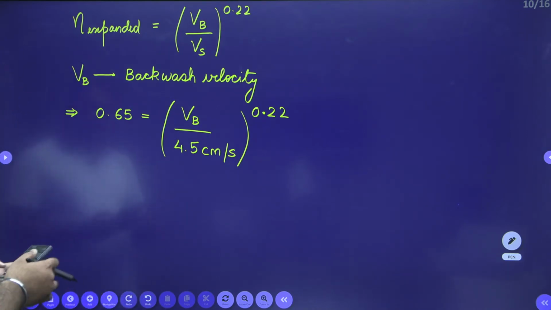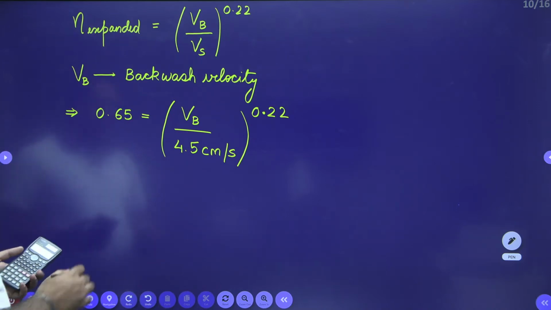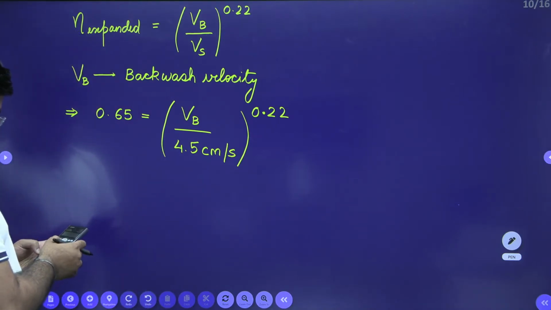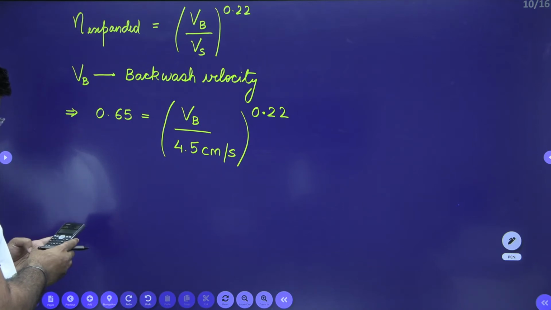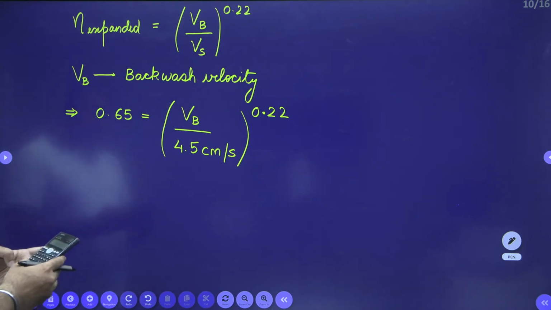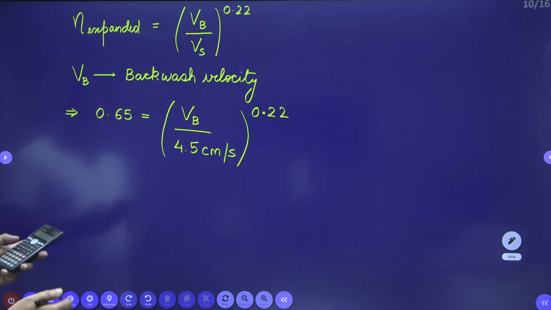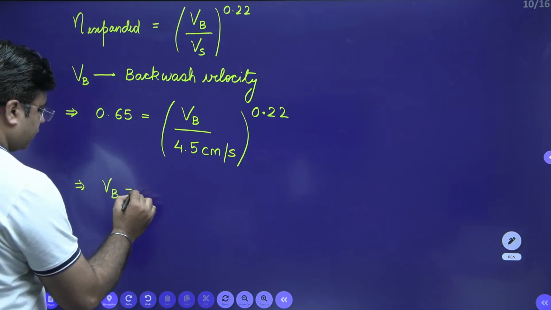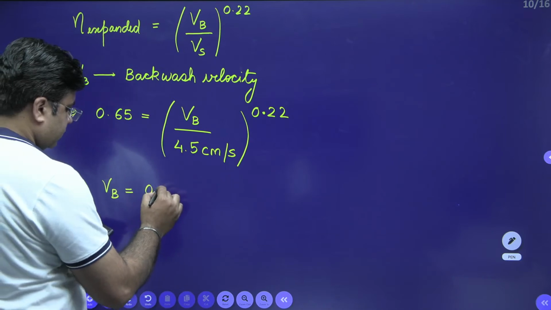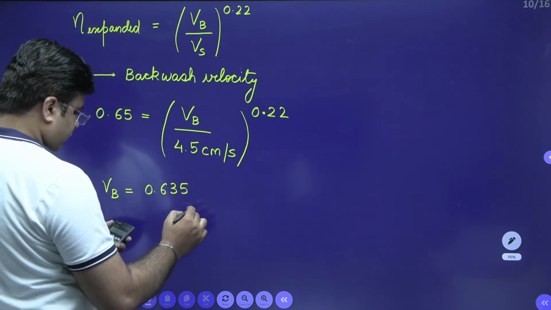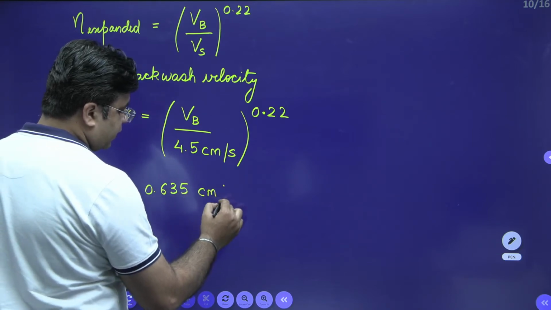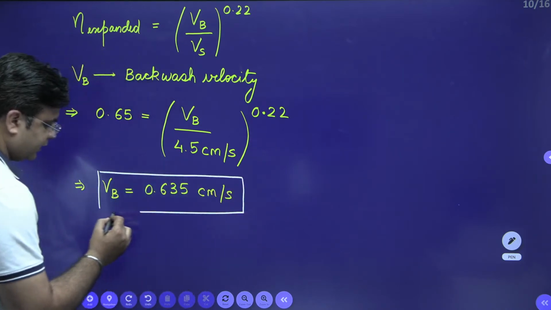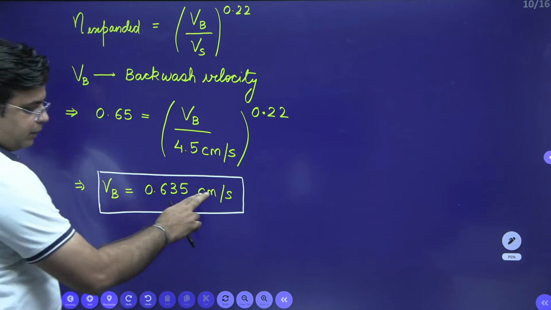You take log on both the sides, or you can directly take 0.65 raised to the power 1 divided by 0.22, multiplied by 4.5. So from here VB comes out to be 0.635 centimeter per second. This is the value of VB, 0.635 centimeter per second. Please check the units.